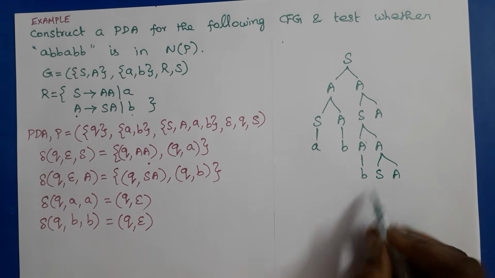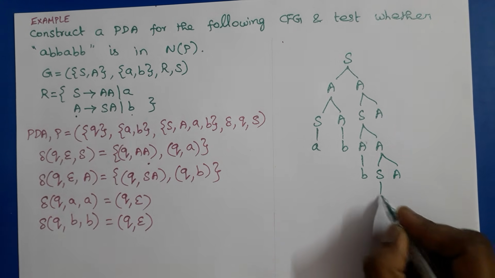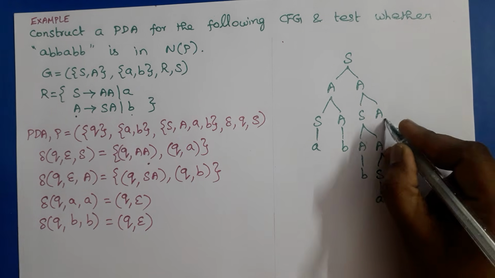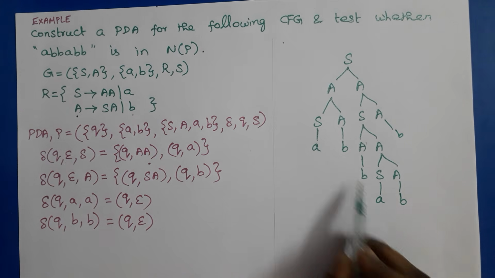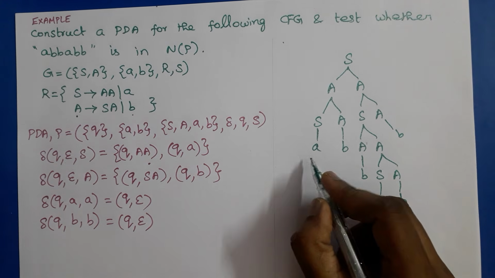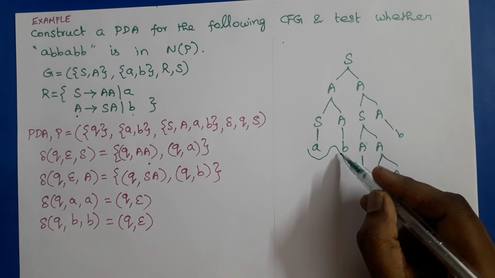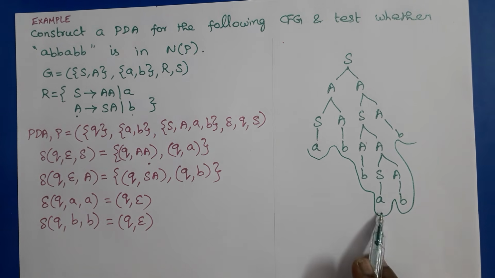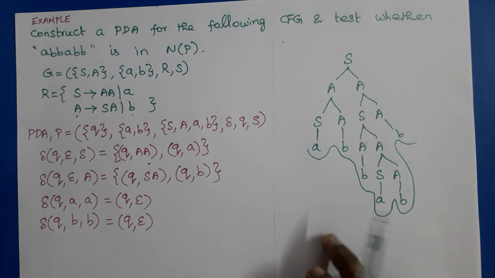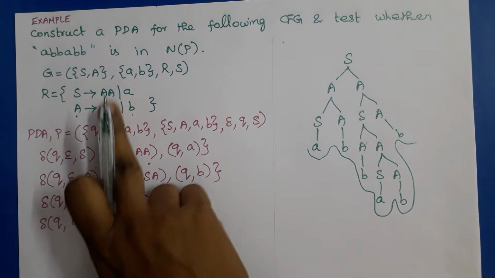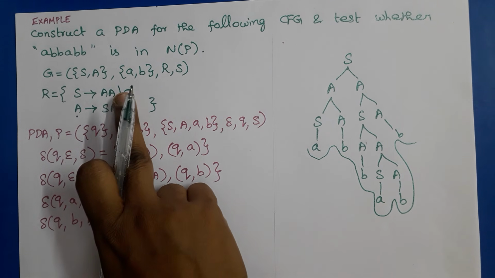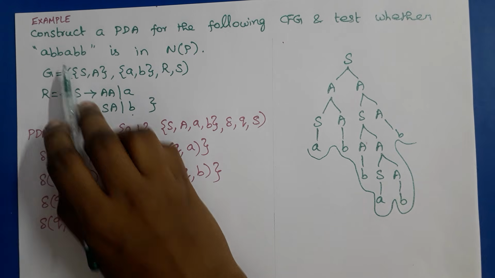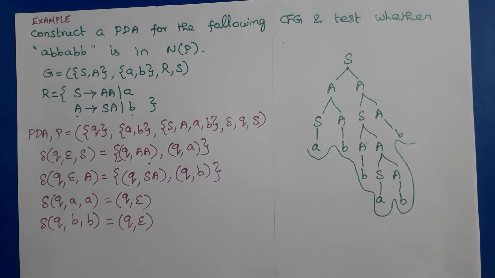We have to use this production only. So S, A, and this S can be replaced by A, and this A can be replaced by b and b. So now if you concatenate the symbols on the leaves, we will get abb. So this string is accepted by the context-free grammar, this language. Okay, so we have to prove this string is also accepted by this PDA.